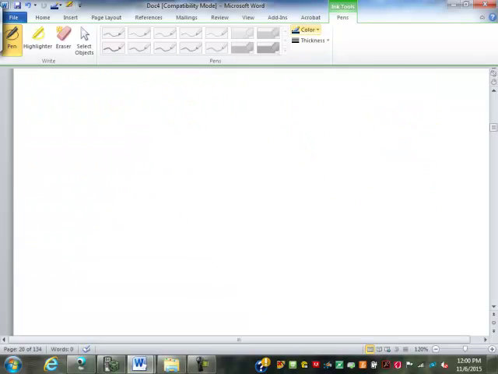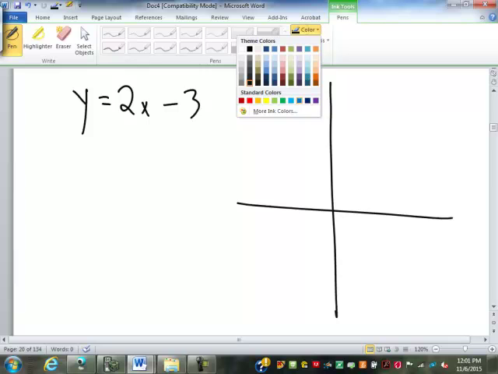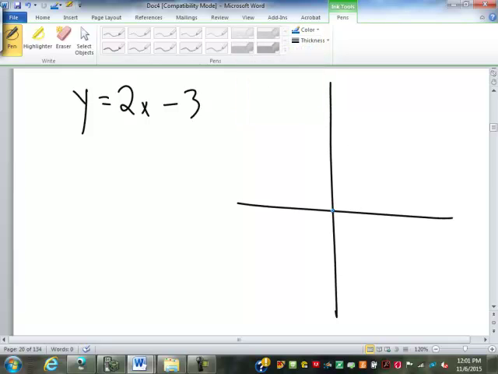So if I have an equation, y equals 2x minus 3. All graphs start out at the origin, at the center, right there. But the minus 3 here is saying we're going to move down from that 3 spots. In this graph, this line is going to start from down there at negative 3. That quantity is what we call the y-intercept.